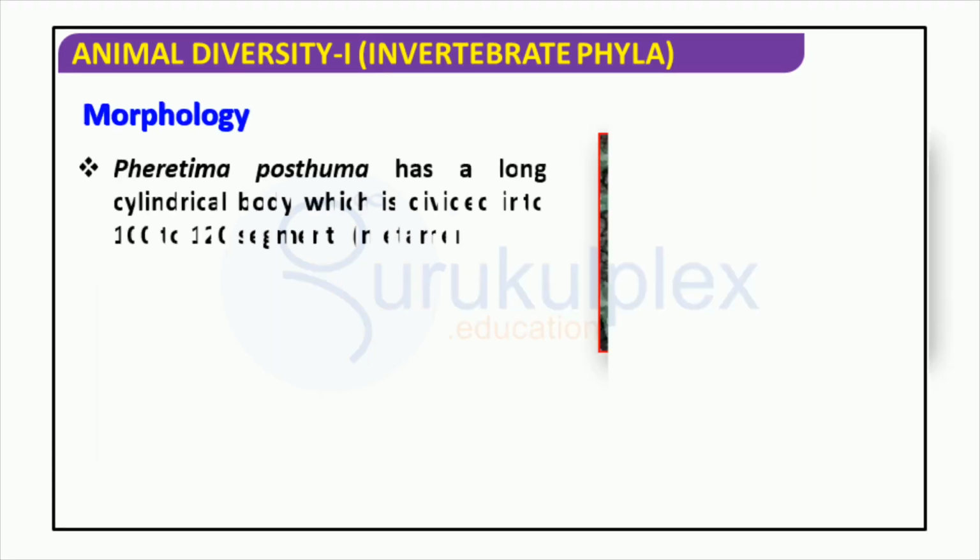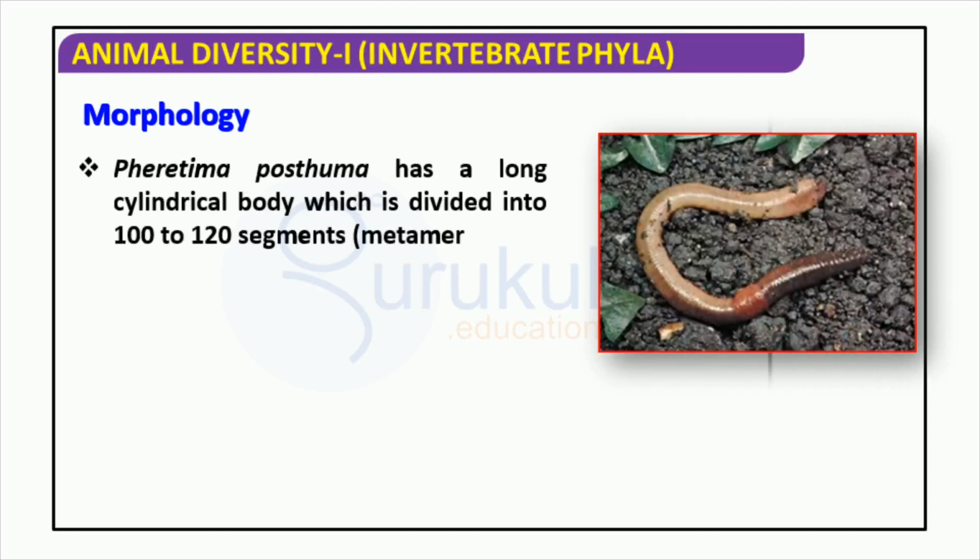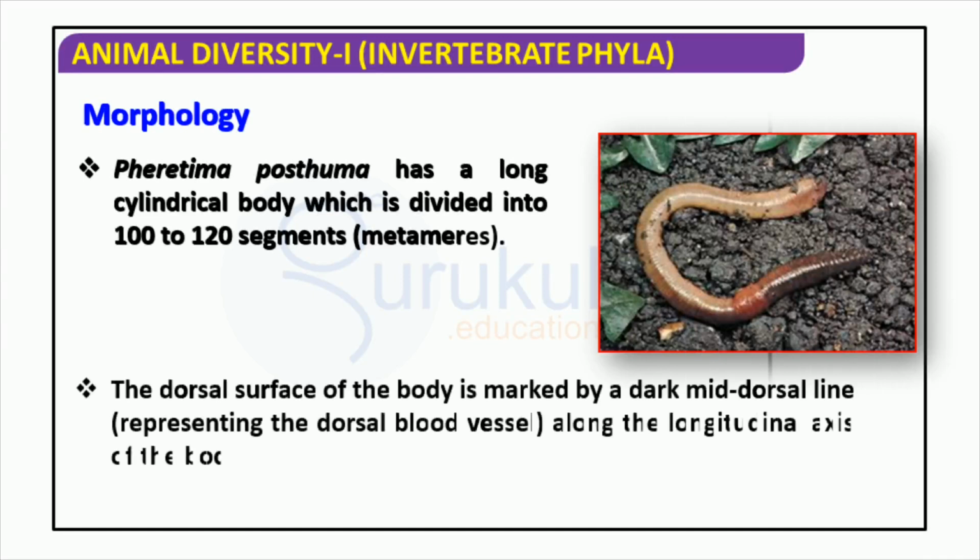Pheretima posthuma stands out with its 100 to 120 segments which run along its cylindrical body. A dark mid-dorsal line, the dorsal blood vessel, runs along the longitudinal axis of the body. From this organism we can get a glimpse of the huge variety of animals that form the invertebrate phyla.